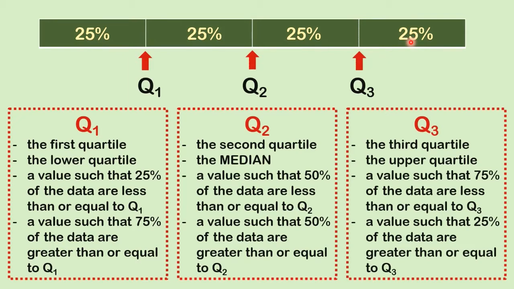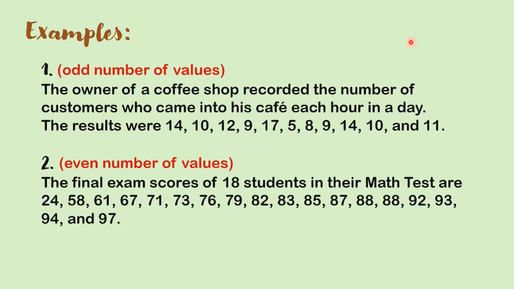In this video, I'm going to teach you different methods on how to get quartiles of ungrouped data. To demonstrate different methods, we're going to answer these 2 examples here. Magkaiba ito kasi itong first example, we have an odd number of values. What do we mean by that? If you count the given values here, we have 11, and 11 is an odd number. Our second example has an even number of values.